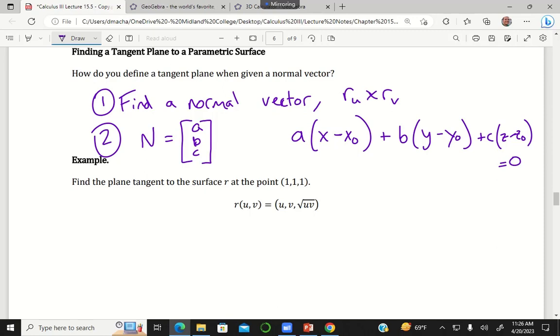Okay? So we've already learned that earlier in the semester. You just kind of have to remember that and have it memorized, ready to use on your exam next week. But that's the idea: if you're trying to find a tangent plane, you first find the normal vector, then second, you use that normal vector in your tangent plane formula. Okay, so let's do this example.